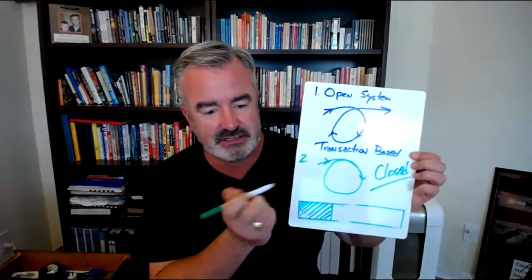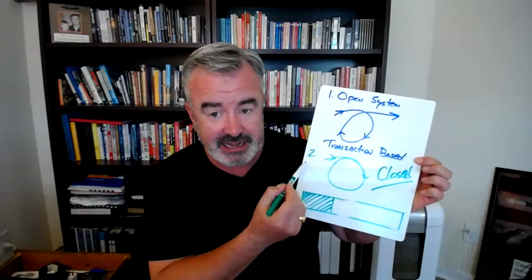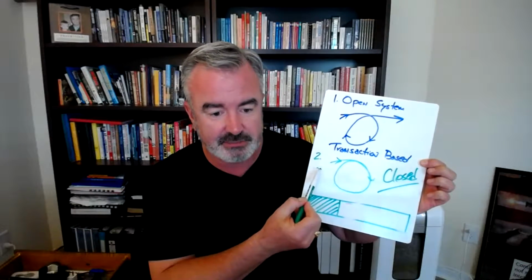So what happens is you wind up just chasing lead after lead after lead, and it doesn't really work out well. You're always transaction based. This is what I call an open system. I'm going to tell you how to get out of this, how to get to a closed system. A closed system has a couple of key ingredients.